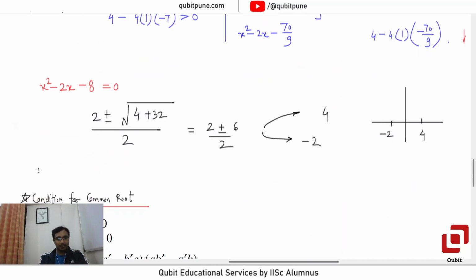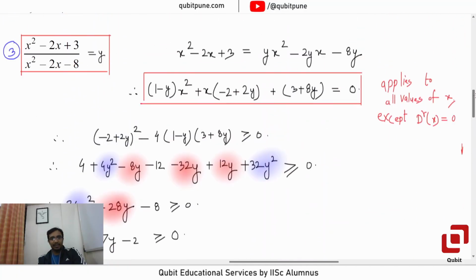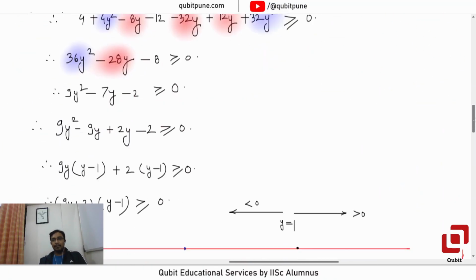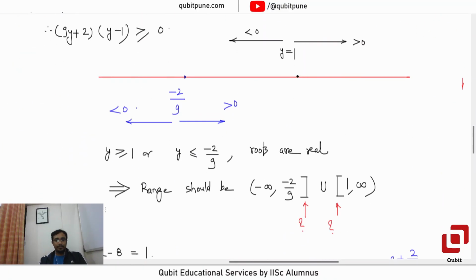Limit as x tends to plus or minus infinity y is 1, 1 does not belong to range. We can make use of that, which we stated earlier, but did not realize: limit as x tends to plus or minus infinity y is equal to a by b. So that a by b value should be excluded and this should be included. So this is closed and this is open. Is that clear now?